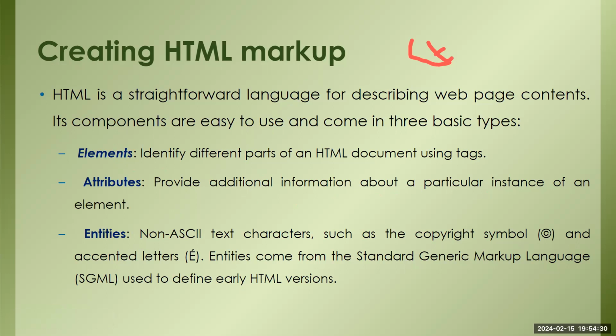Entities are non-ASCII text characters such as these. This is the copyright symbol, or some other, like trademark. All these things you can create using special characters. Those things we call entities, right?